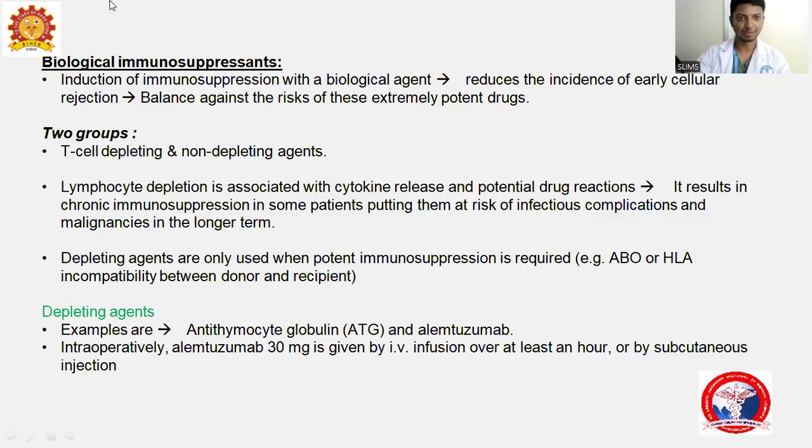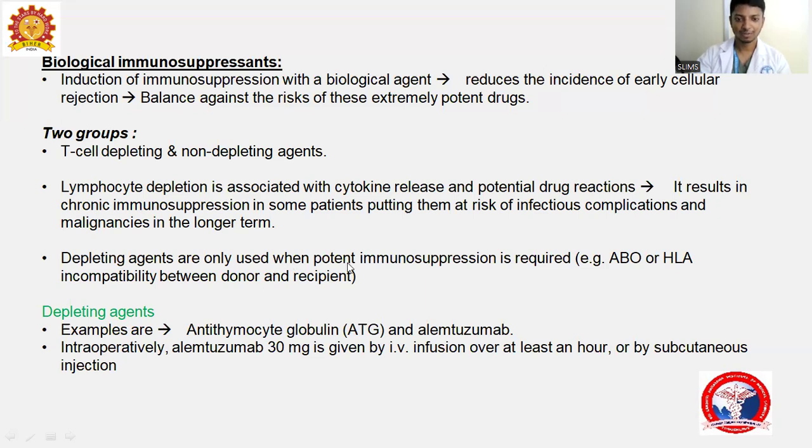Coming to biological immunosuppressants. This is induction of immunosuppression with a biological agent, which reduces the incidence of early cellular rejection, which balances against the risk of these extremely potent drugs. There are 2 groups, T cell depleting and non-depleting agents. Lymphocyte depletion is associated with cytokine release and potential drug reactions. It results in chronic immunosuppression in some patients, putting them at risk of infectious complications and malignancies in the long term.